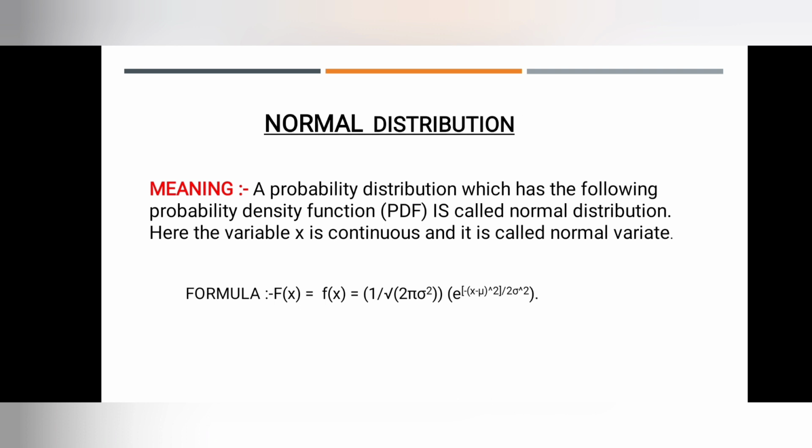It is a normal distribution. Here, the variable x is continuous and it is a normal variate. This is the formula which we will be using for solving the normal distribution. Now let us start with the first problem. So this is our first question which we will be solving, and it has 7 bits, in which we will solve the first one.